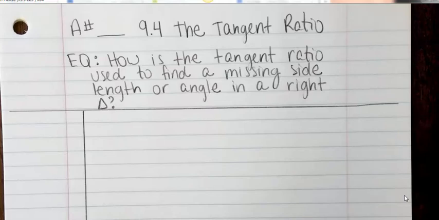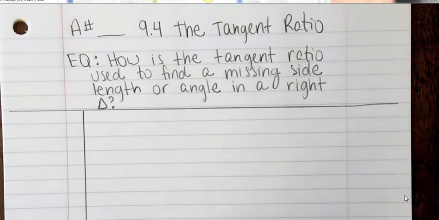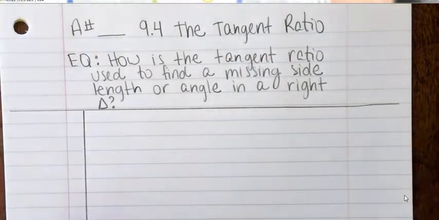Today we're going to talk about the tangent ratio. It's from Chapter 9, Section 4. Your essential question is, how is the tangent ratio used to find a missing side length or angle in a right triangle? So before I start, let's draw a picture of a right triangle.